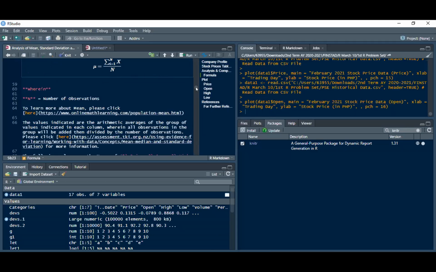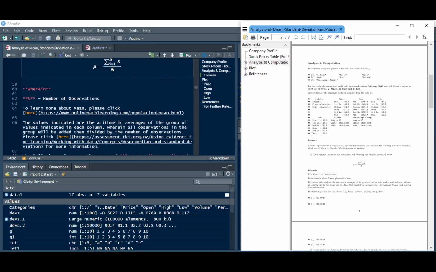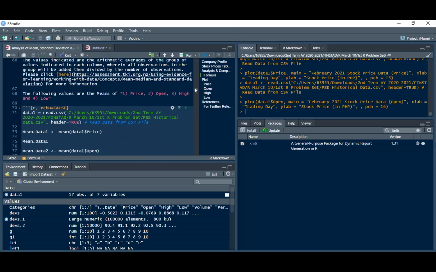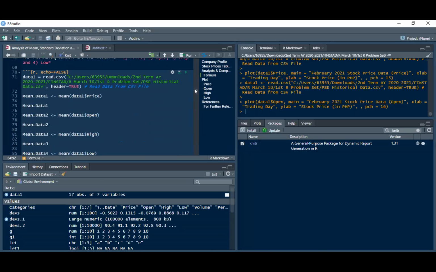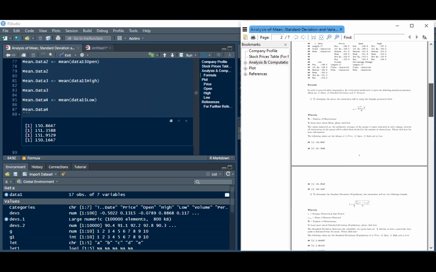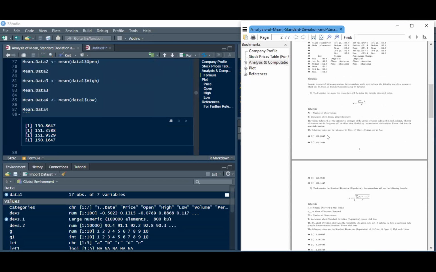So if you want to learn more about the mean or the statistical measure, we could click here. Then a link is generated. Let's click on that. Then, if we generate the mean, this is the code. Echo equals false so the code itself is not shown. If we generate that, this will appear. These are 1, 2, 3, and 4.